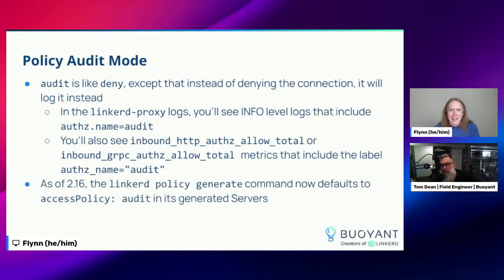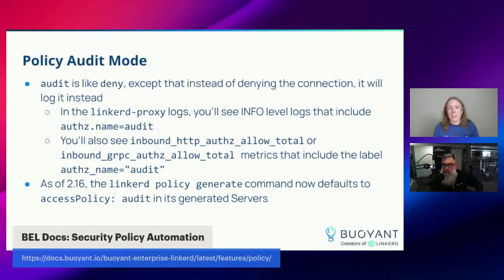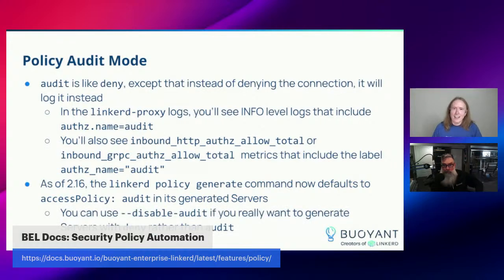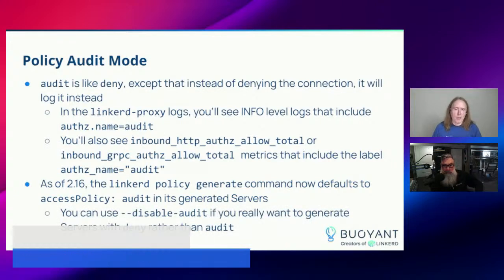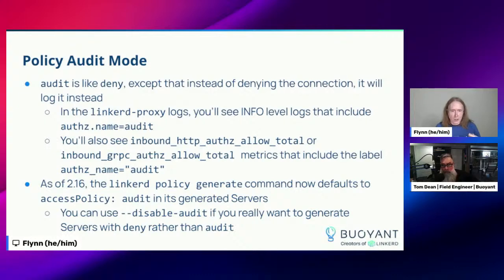Also, as of 2.16, the Buoyant Enterprise for Linkerd command linkerd policy generate will default to including access policy audit in the servers that it generates. If you really don't want that, you can use the --disable-audit flag on linkerd policy generate, and then it will just leave it out, and you'll get servers that deny rather than audit.